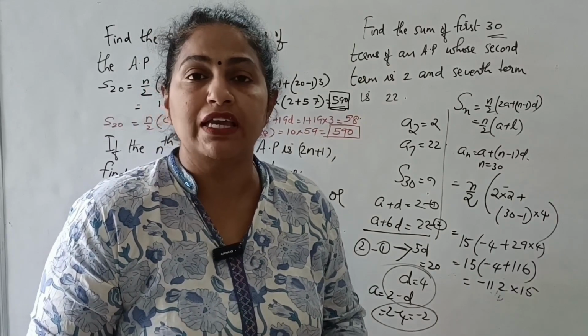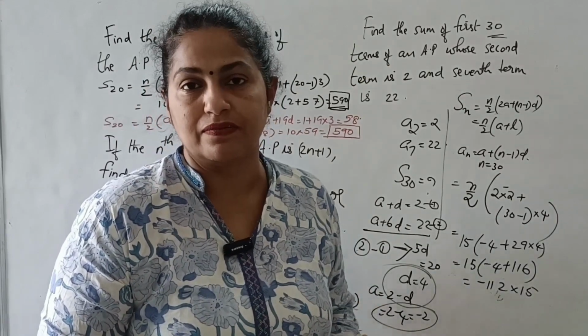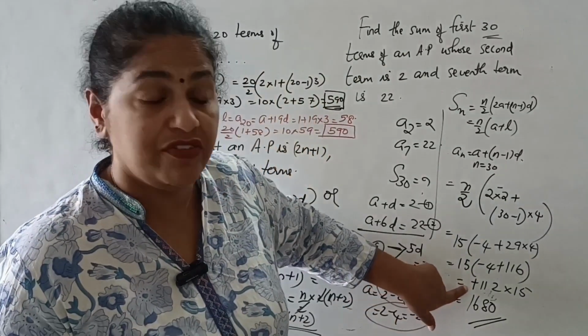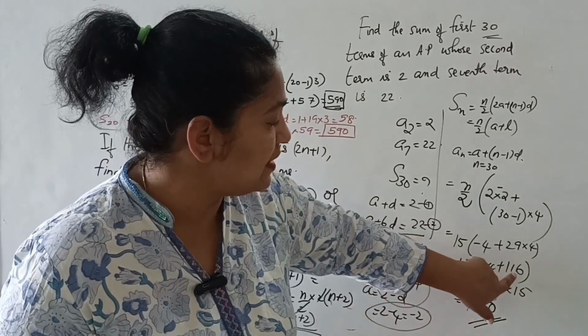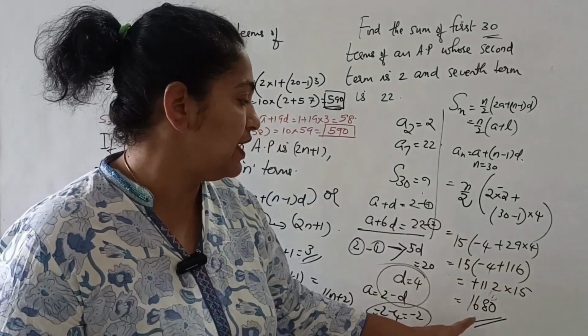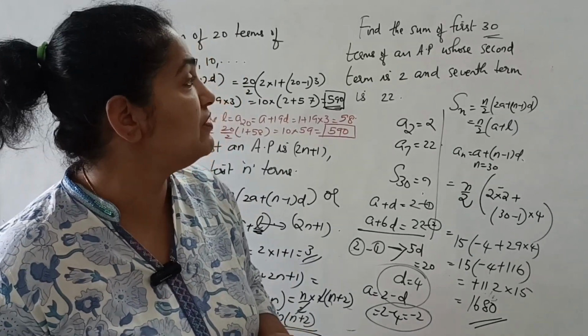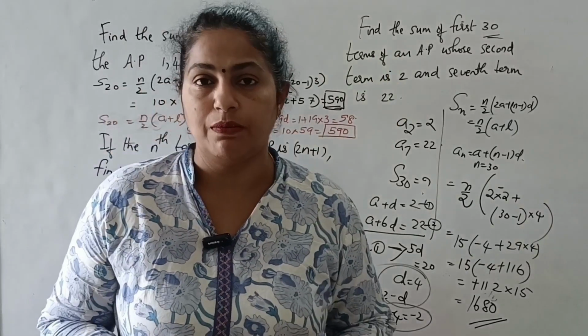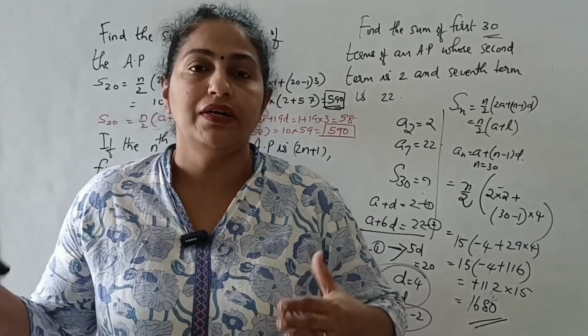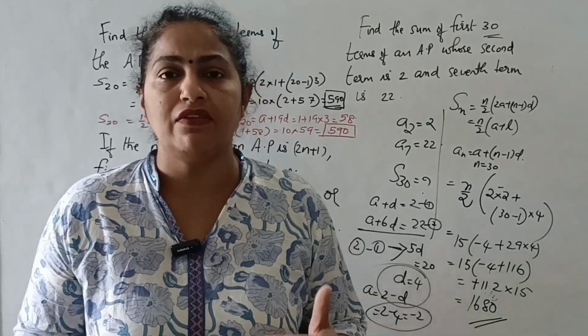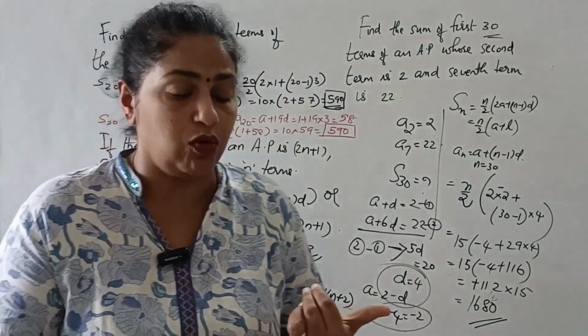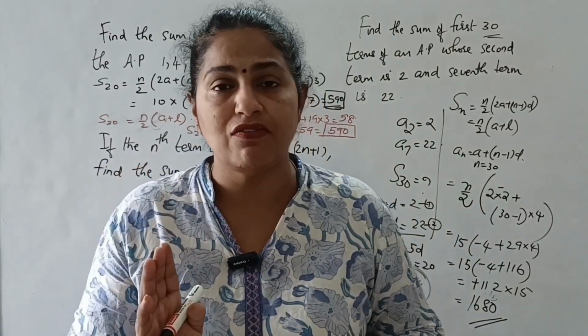Now let us find out the final value. Here I had made a mistake in the sign. Minus 4 plus 116 is plus 112. So we are getting plus 1680 as the sum of 30 terms of this particular AP. Now these are all direct applications of the formulas. If you know the formulas of the nth term or the sum of n terms, you can easily solve all these sums.